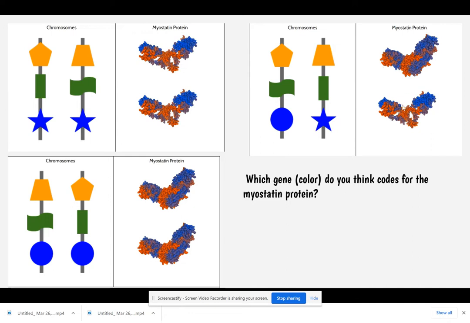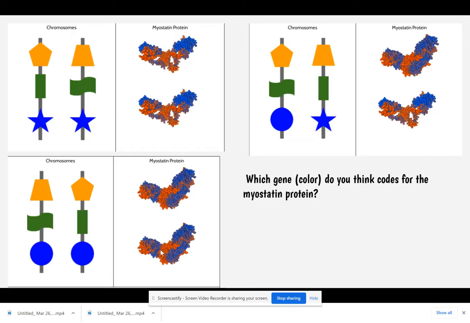These two have different protein structures. If I look at these chromosomes, these two genes have different alleles, so they could possibly match this protein. These two genes have different allele shapes, so they could match these proteins. And these two also have different shapes. So when I look at these two proteins, they could go with any of the three genes.